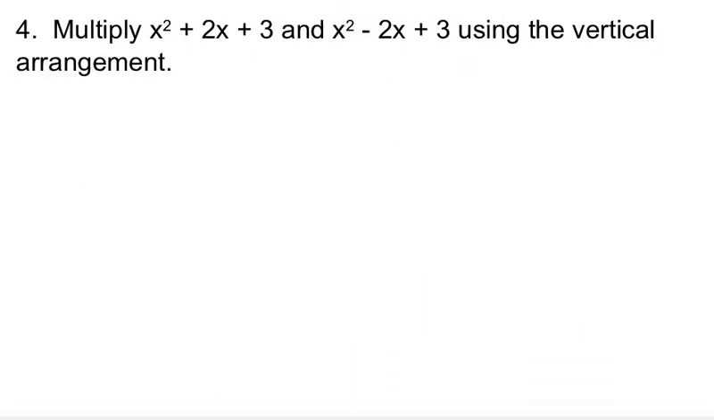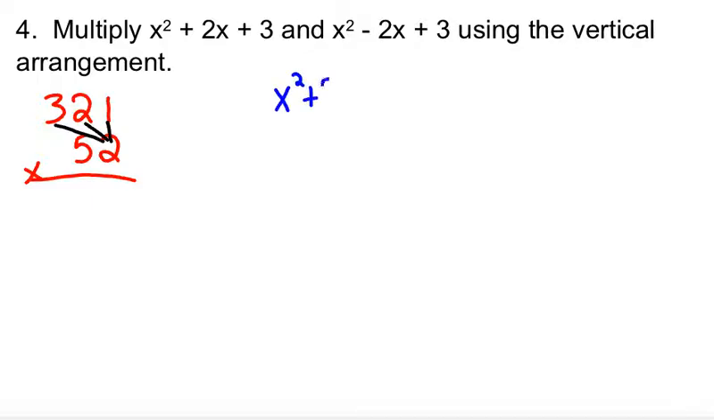Okay, one other way that I want to show you that you can multiply these things. You can use, actually 2 other ways. You can use the vertical arrangement. The vertical arrangement is based on good old math that you learned, I don't know, in 5th grade. If you were doing 321 times 52. Okay? The first thing that you do when you multiply this is you take 2 and you multiply by everything. Okay? We're going to do a very similar thing. So we are going to multiply x squared plus 2x plus 3 by x squared minus 2x plus 3.